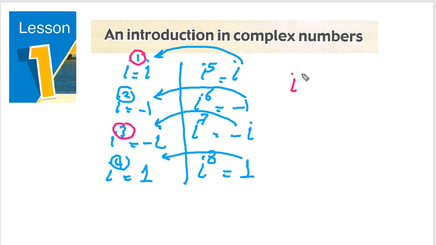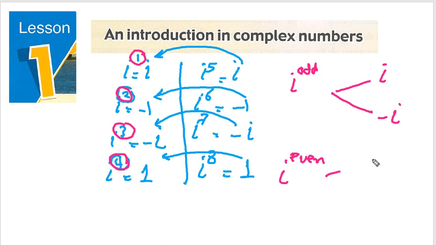Then if I is raised to an odd power, it will be i or negative i. But how do we get which one? And i to the power 2, which is even, will be negative 1, and i to the power 4 will be 1. So for even powers it will be 1 or negative 1. Then how do we know these values directly?